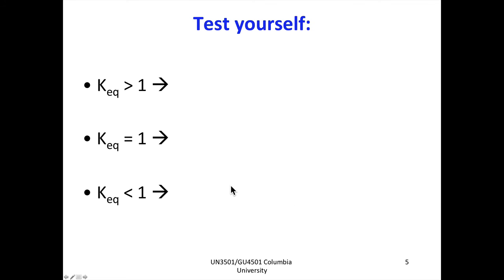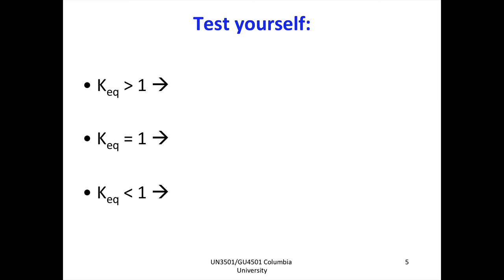Okay, so with these concepts in hand, let's test yourself. Take out a sheet of paper and write down these three examples: a case where you have a reaction with an equilibrium constant greater than 1, an equilibrium constant equal to 1, and an equilibrium constant less than 1.